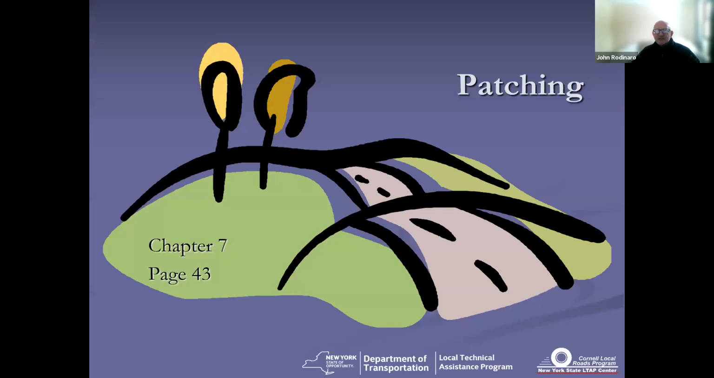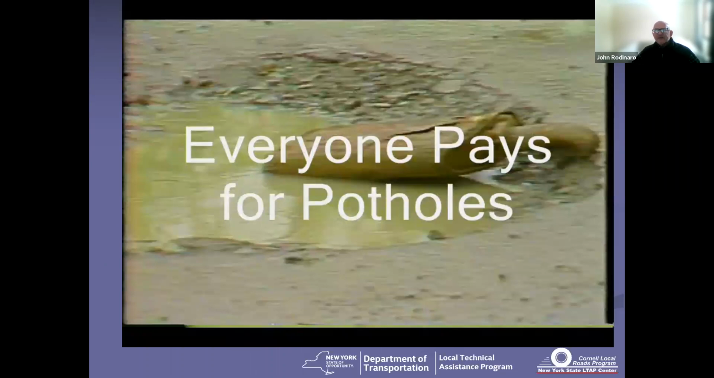All right, let's move on to our second technique. Let's talk about patching, and we cover that in Chapter 7 of the workbook. This slide really tells the story. Everyone pays for potholes. And if you ever left your muffler, or even worse, your tire or your axle in one of these big holes, you're not a very happy camper.